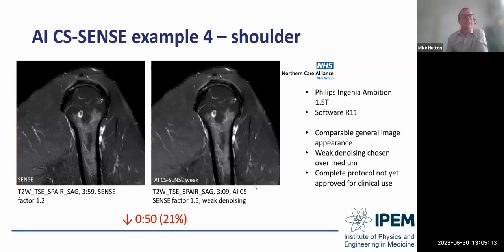And then last example, AI-CS sense in the shoulder. Original had sense, optimized has AI-CS sense, and this time we've used weak denoising. So we've got a reasonable time saving, not as big as some of the others, but still a reasonable time saving. We've got comparable, probably improved general image appearance. And in this case, the weak denoising was considered to be the best denoising level to use, and that's probably partly due to the intrinsically low SNR in this image.